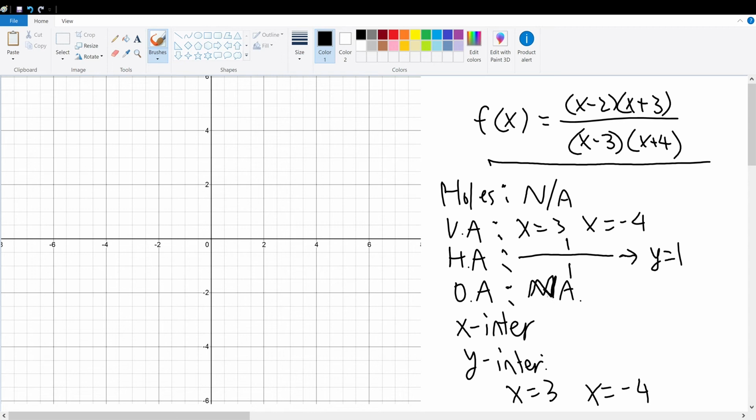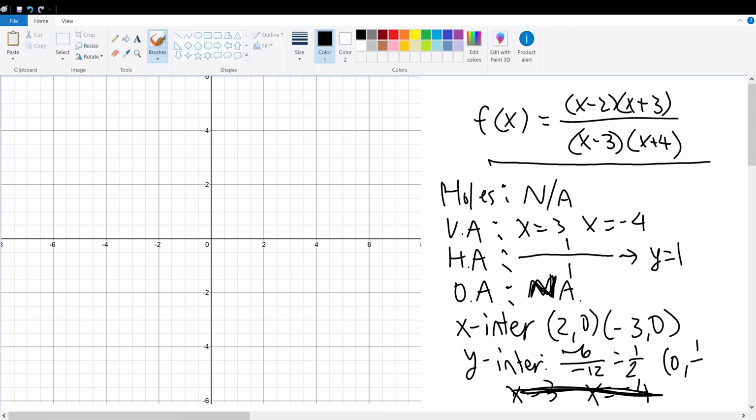And for our x-intercepts we can simply find what values of x will make the numerator 0, and those values will be 2 and negative 3. Our y-intercept is the intercept on the y-axis, which we can find by simply substituting 0 for x, and that will get us negative 6 over negative 12, which will be equal to 1 over 2. So that will be the y component of our y-intercept, and the y-intercept coordinate will be (0, 1/2).